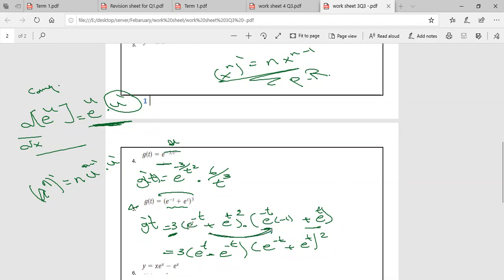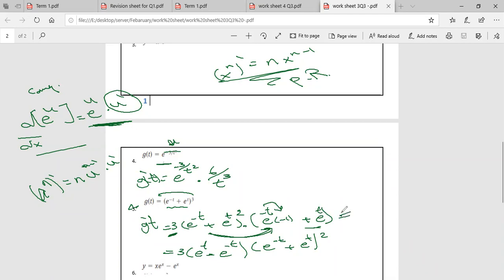Here I find the derivative of e to power negative t, which is the same, e to power negative t. Multiply by the derivative of the exponent. Clear? The derivative of negative t is negative 1. Here, how to get the derivative of e to power t? It will be e to power t. But what is the derivative of the exponent? 1. I find the derivative with respect to t.